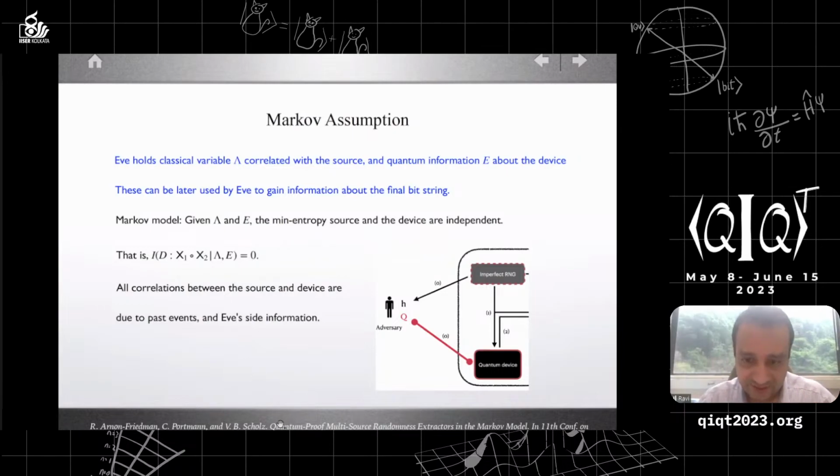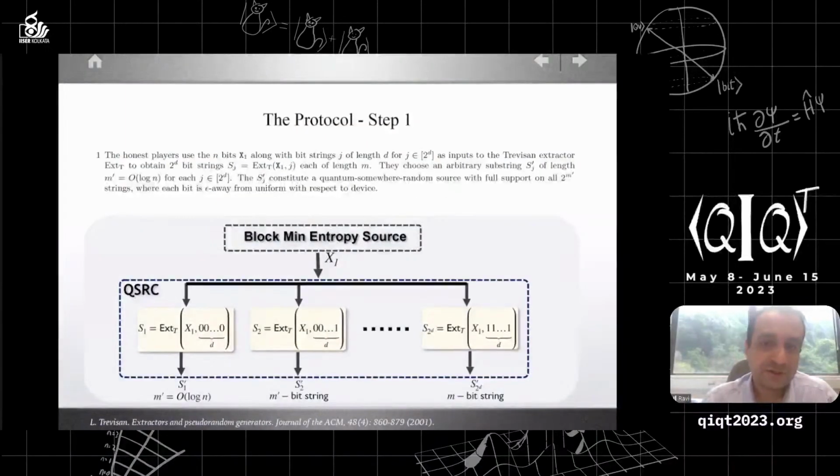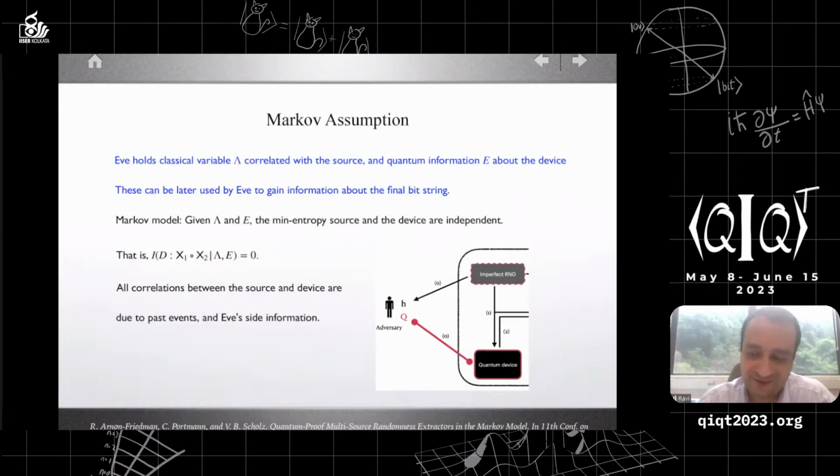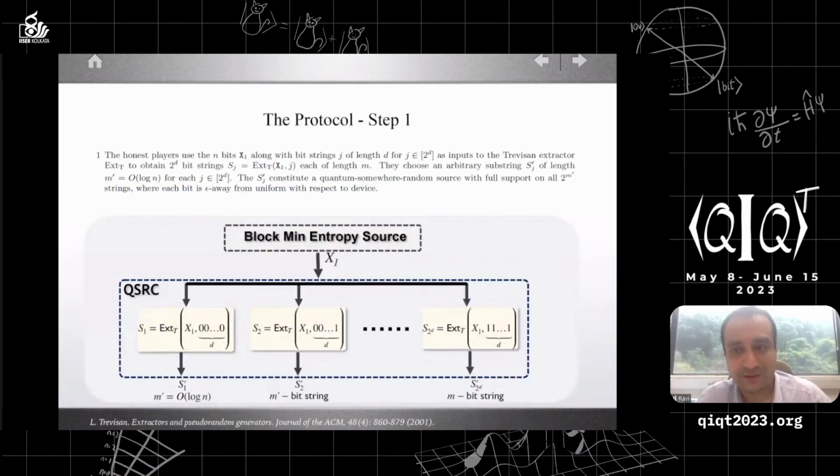Recently, people were able to prove the security against a quantum adversary of multi-source randomness extractors in this Markovian model. You can look at this paper by Arnon-Friedman, Portmann, and Scholz, where this particular model was considered and extractors were proven to be quantum secure in this model. So those are the assumptions in the protocol. That's the result. Those are the assumptions. I can now tell you a little bit about the protocol and the idea of security here.